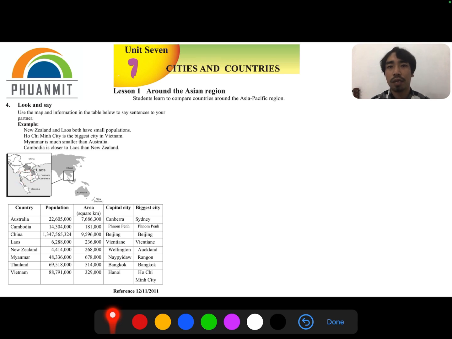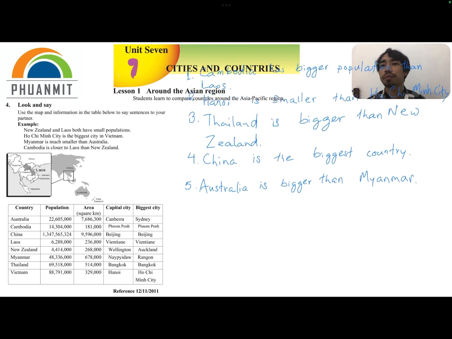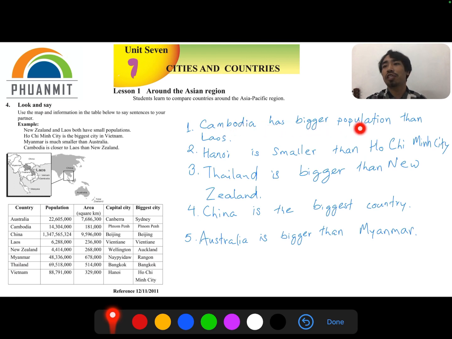So you can compare Thailand and Myanmar. Let's compare the population first. Thailand 69 million, Myanmar 41 million. So which has more population? Thailand has bigger population than Myanmar. Okay, let's see the examples here. Cambodia has bigger population than Laos. Cambodia 14 million, Laos 6 million. So Cambodia has bigger population than Laos. Okay, Hanoi is smaller than Ho Chi Minh City.